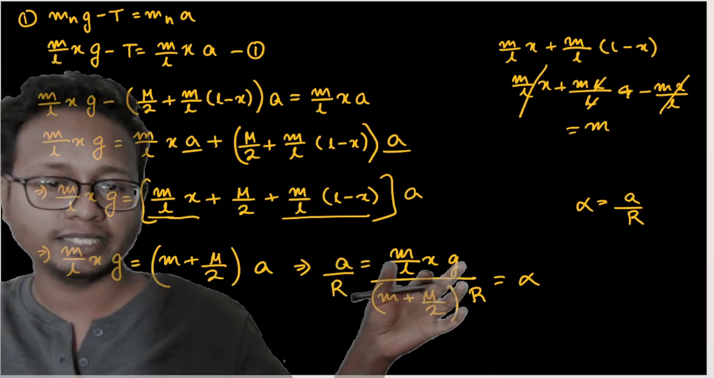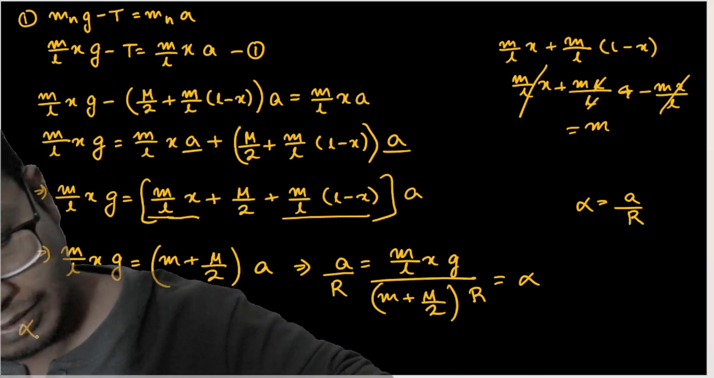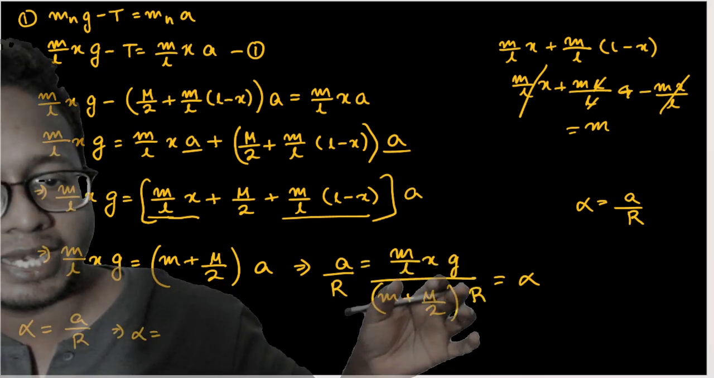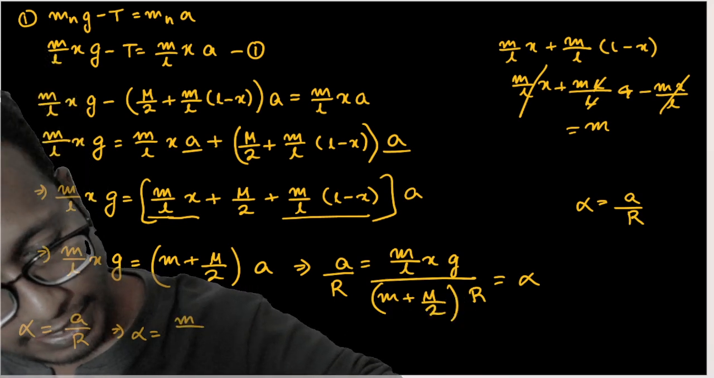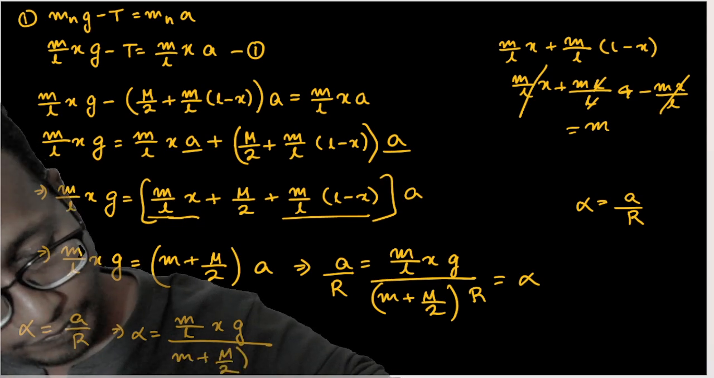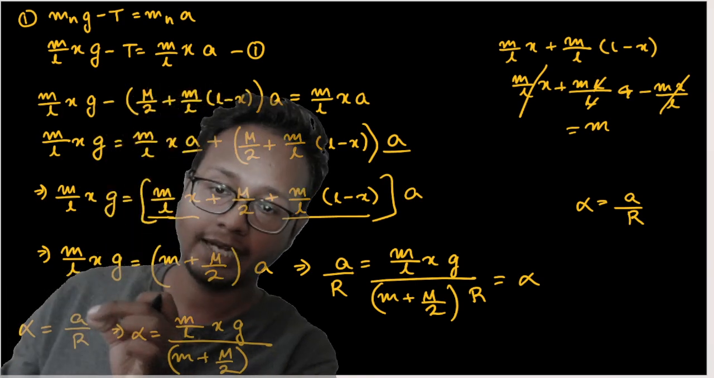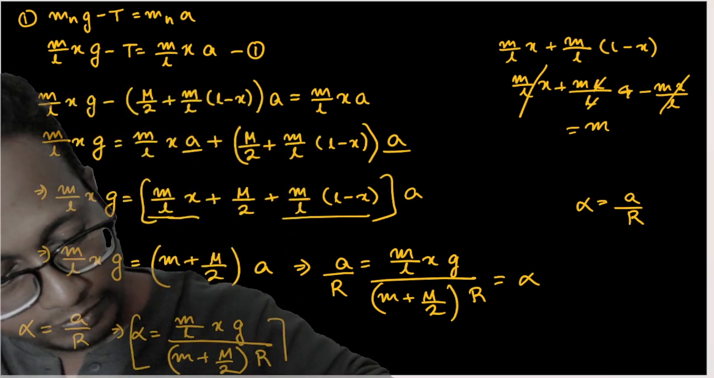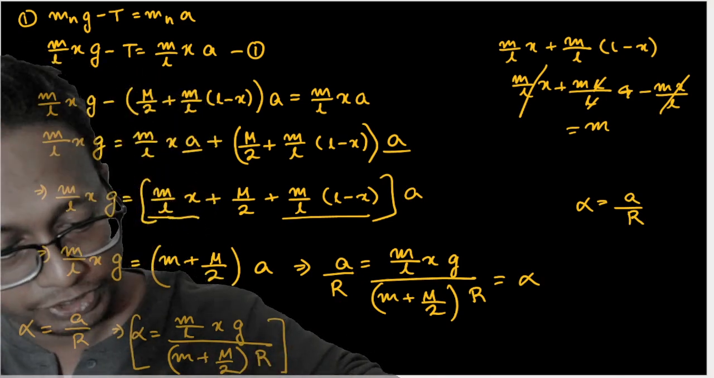That means the value of a is this much. If you divide the entire term by r, you get the value of alpha. Do it like this: alpha is equal to a by r. What is the value of a? (m/L)×g divided by (m + M/2). This is the value of a, and what do I need to do to it? I need to divide it by r, isn't it? So this is my value of alpha, or angular acceleration. So there goes this question.